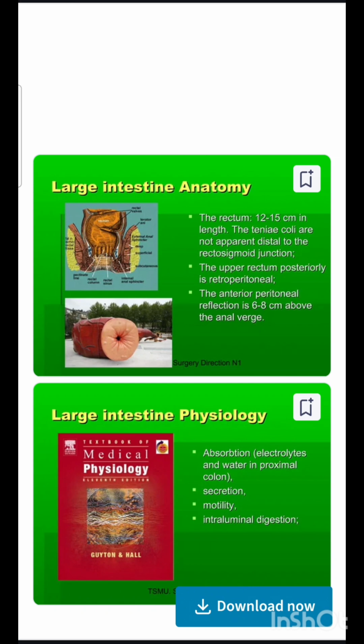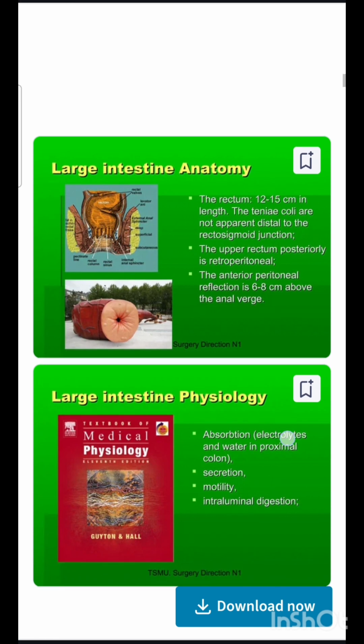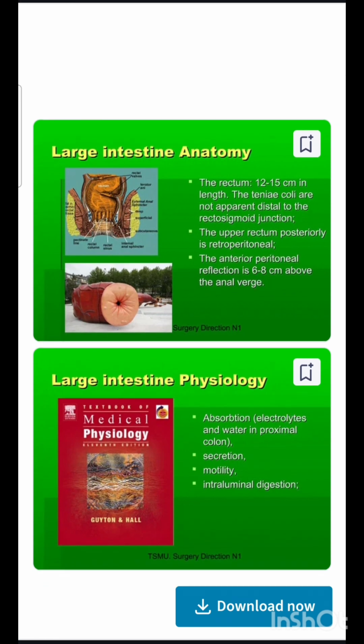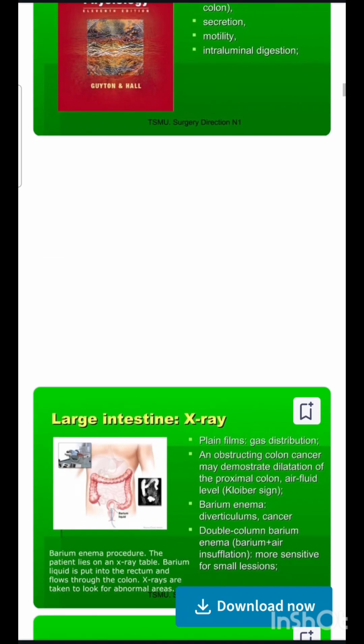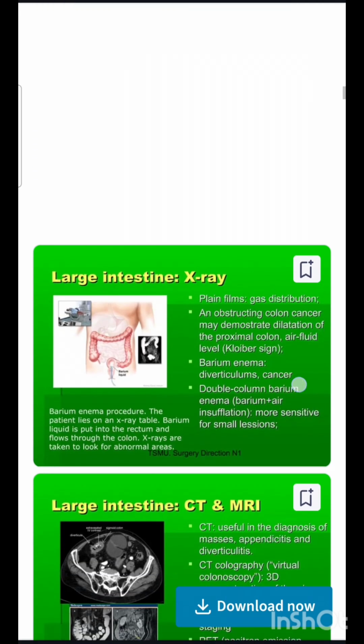In large intestine anatomy, the rectum is 12 to 15 centimeters in length. Taenia coli are not apparent distal to the rectosigmoid junction, and the upper rectum posteriorly is retroperitoneal, and the anterior peritoneal reflection is 6 to 8 centimeters above the anal verge. Large intestine physiology includes absorption, secretion, motility, and intraluminal digestion.